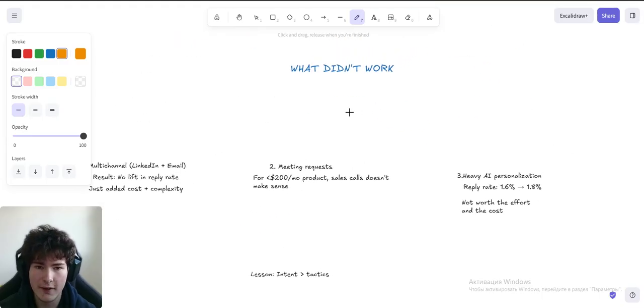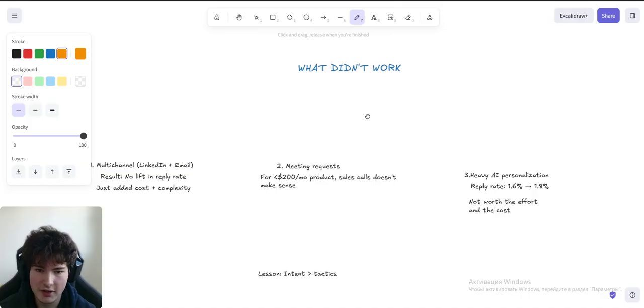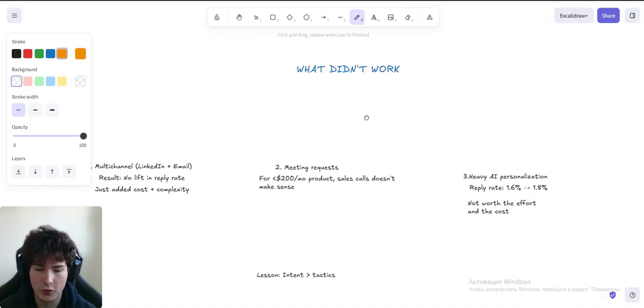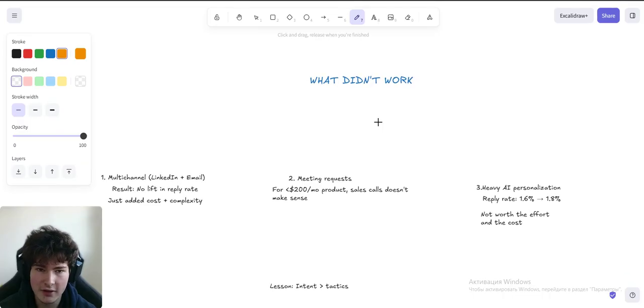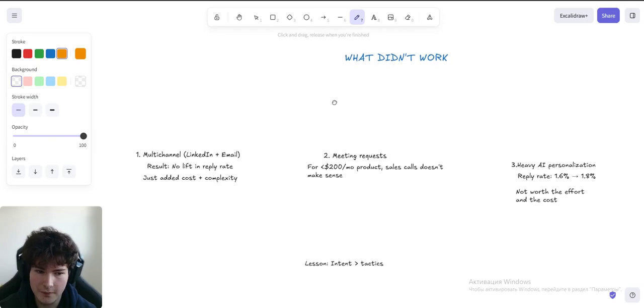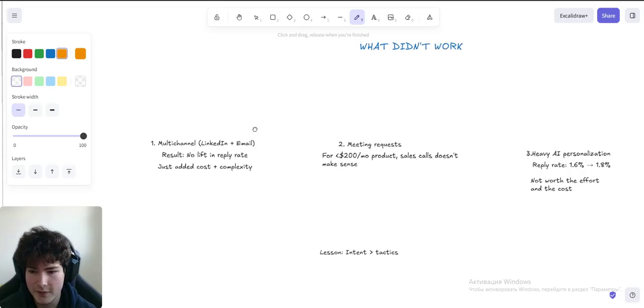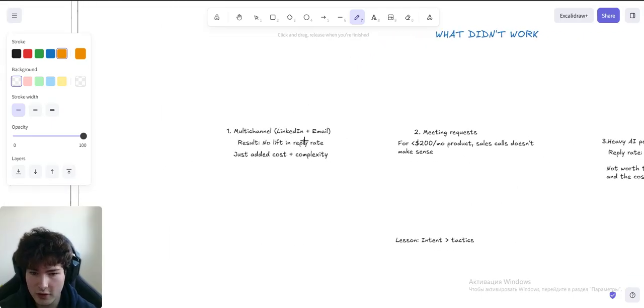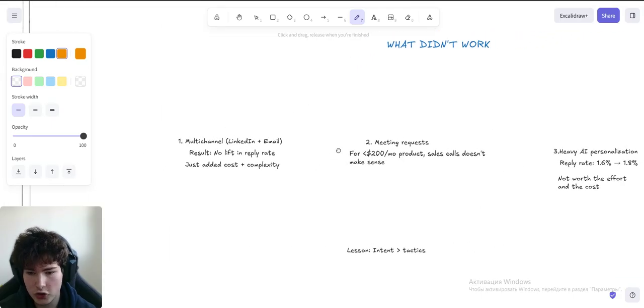First, let's actually cover what didn't work, because I think it's very important. There are lots of people on Reddit, on LinkedIn, and on X talking about all things cold email that don't really matter, that don't move the needle at all. And I think it's important to start with what didn't work, so you can filter out all the fluff straight away. First, multi-channel.